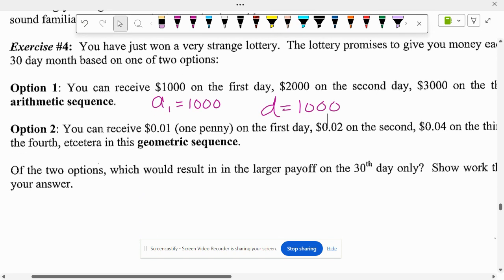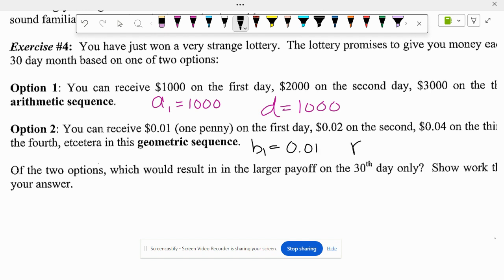Option 2 says you can receive 1 penny on the first day, 2 cents on the second day, 4 cents on the third day, etc. This is a geometric sequence. So I'm going to call it B. B of 1, my initial value is 0.01. You start off with a penny, and your common ratio, it looks like each time I'm multiplying by what? How many times is it getting bigger?